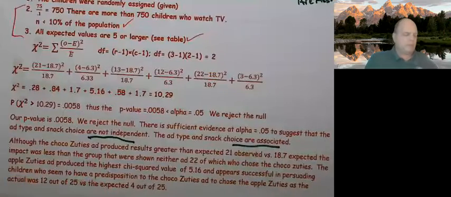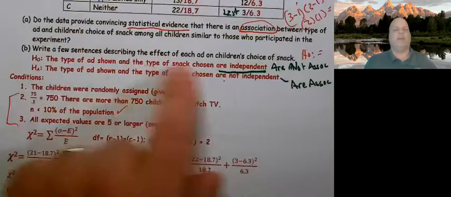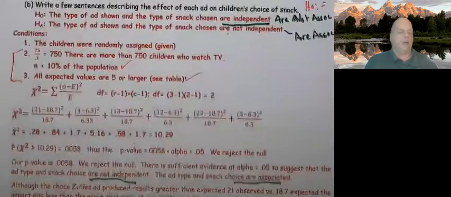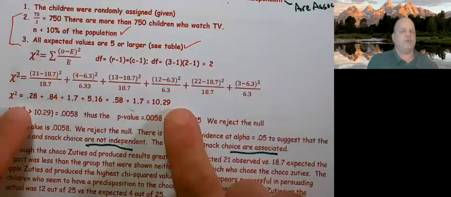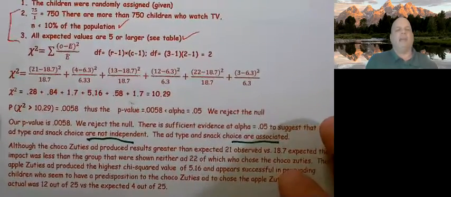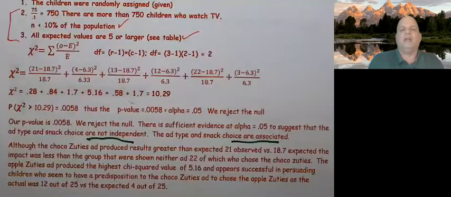Okay. The next thing it asked us was write a sentence describing the effect of each ad on children's choice of snack. Well, that's where they're looking for my contribution, which is right here. So although Choco Zuties ad produced results greater than expected, 21 versus 18.7, the impact was less than the group that were shown neither ad, 22 of which you chose the Choco Zuties.